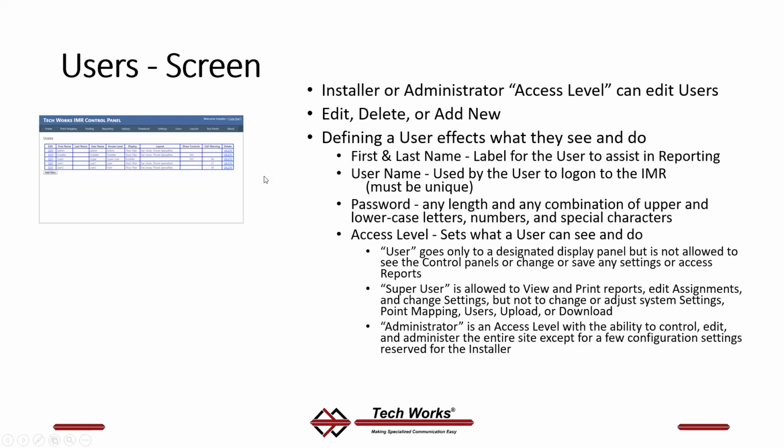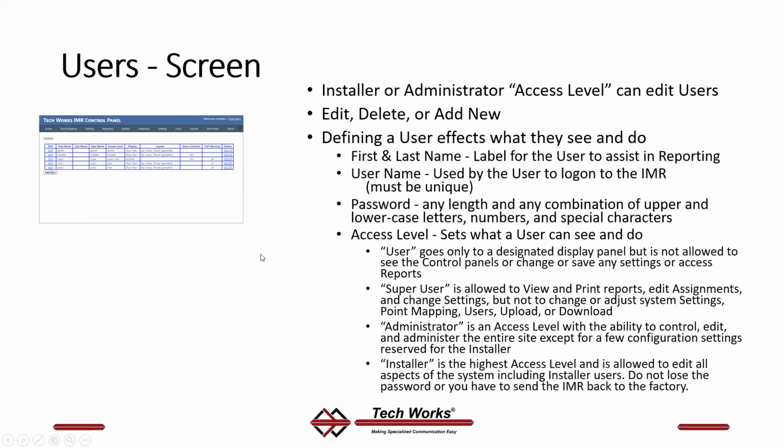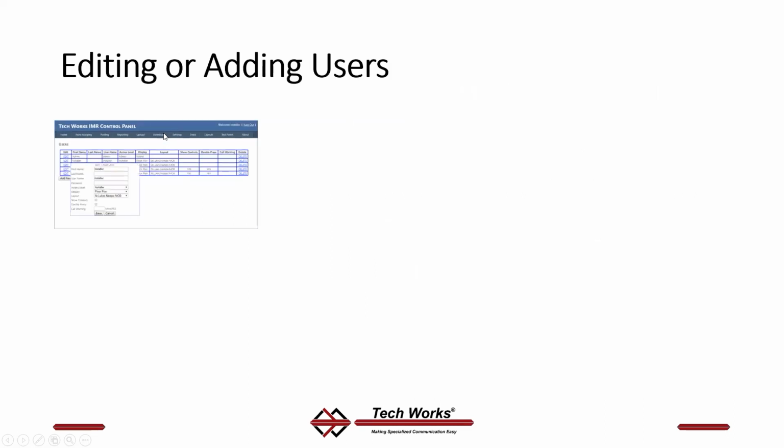The administrator, again, is an access level for the highest level other than installer. They can edit just about everything in the system. They can run reports, et cetera, et cetera. The installer can do everything, and they can change everything. The biggest difference is they get access to the settings. The administrator doesn't get access to the system-wide settings. The installer does.